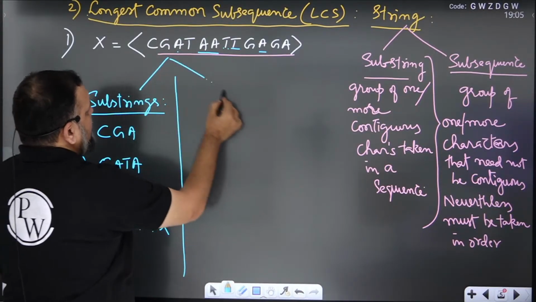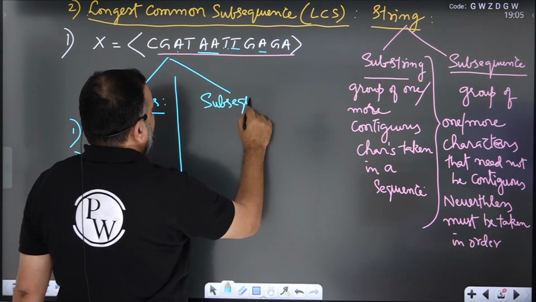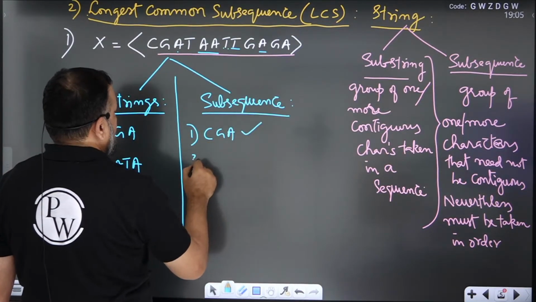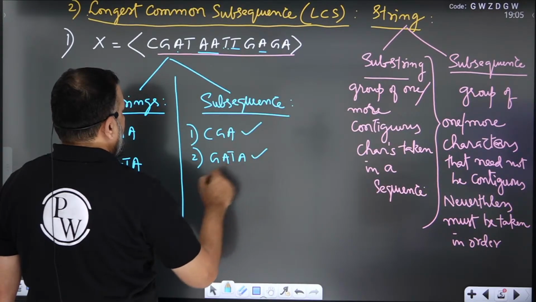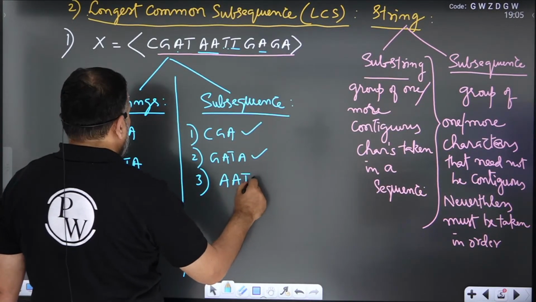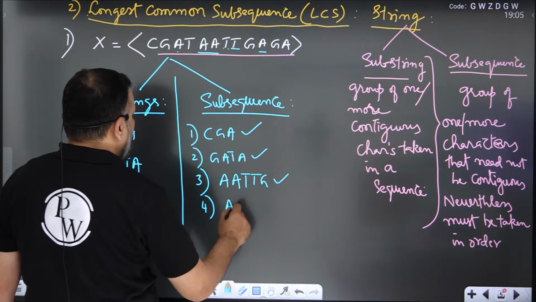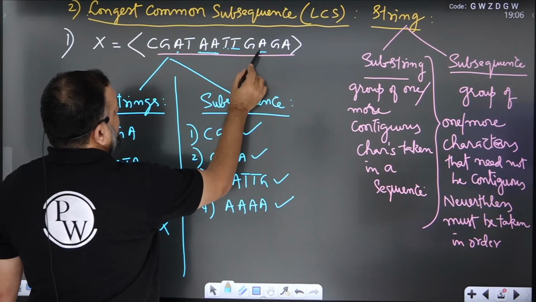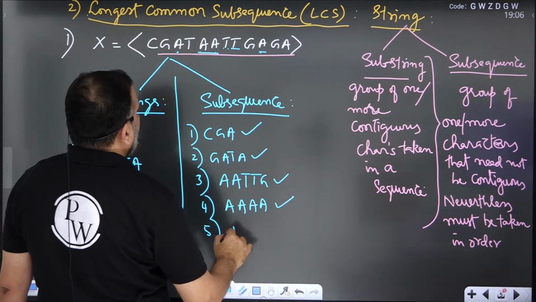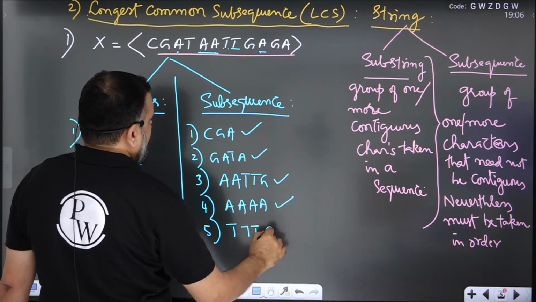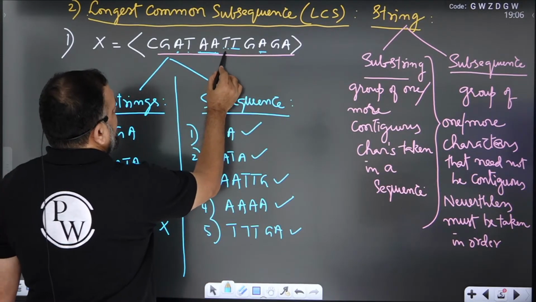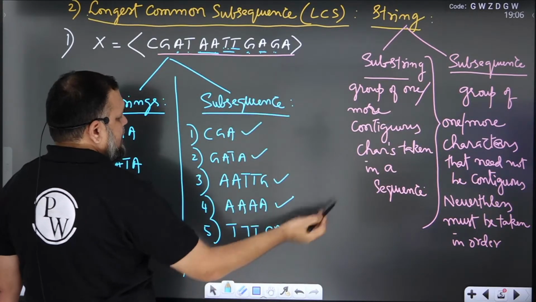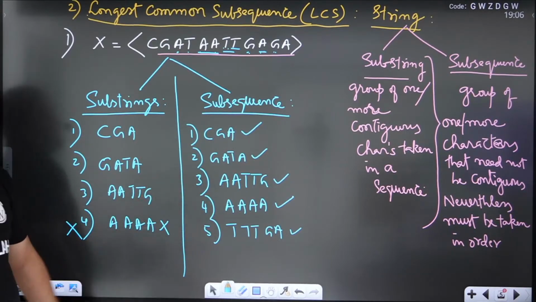But when I come to subsequence, all these that I have written earlier are subsequences also. And in fact 4 A's is also a subsequence, because I take this A, and then I take this A, possible. Like that I can have other subsequences. I can say triple T GA is also a subsequence. I am taking this T, double T, and then G. You can take this G, or GA, or these two GA. These are the examples of subsequence.